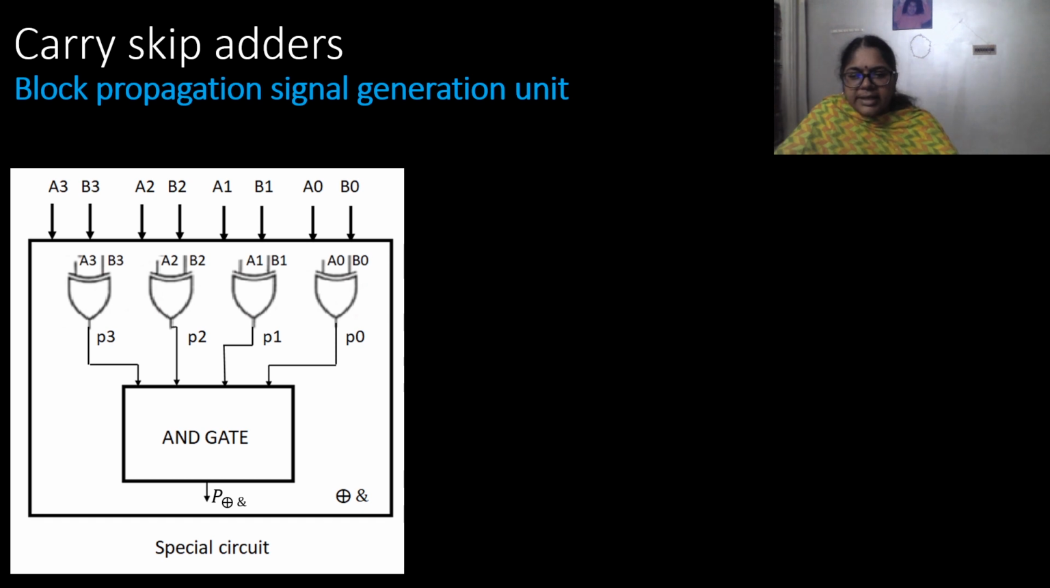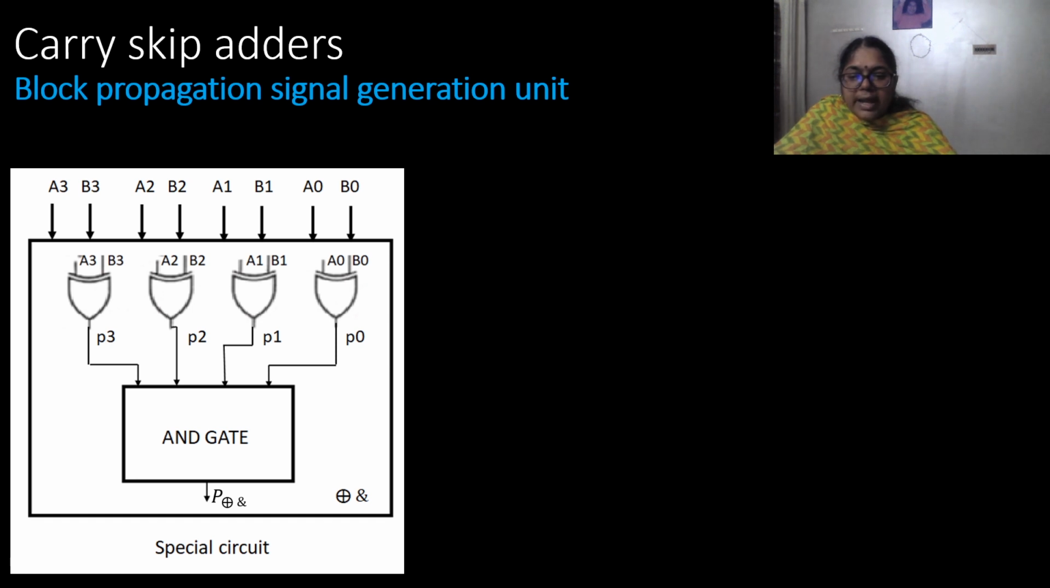As I told you, let us consider A0, B0, A1, B1, A2, B2 and A3, B3 as the inputs here. So, when these 4 bits of A and B are given as the inputs, they will pass through the XOR gates to produce P0, P1, P2 and P3. Now, if A0 and B0 are different, that is 1, 0 or 0, 1, then P0 will be 1. But if A and B are equal, that is 1, 1 or 0, 0, then P will be 0. Similarly for the other cases. Now, all these P values, that is the propagate signals, are given as input to the 4 input AND gate.